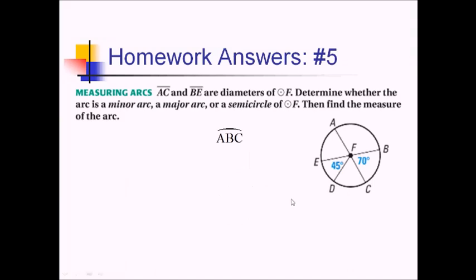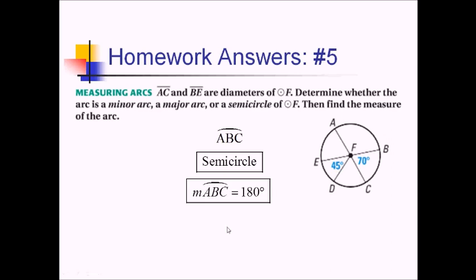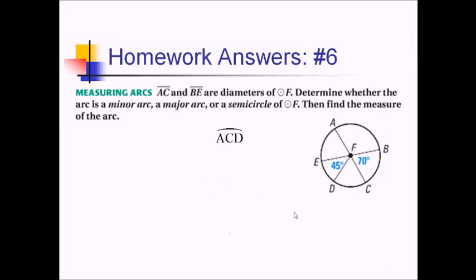For number 5, we want to find the type of arc and the measure of the arc for ABC. So ABC, it's this arc here. Since this is formed by a diameter, this counts as a semicircle, which means it's automatically going to be 180 degrees, half a circle.